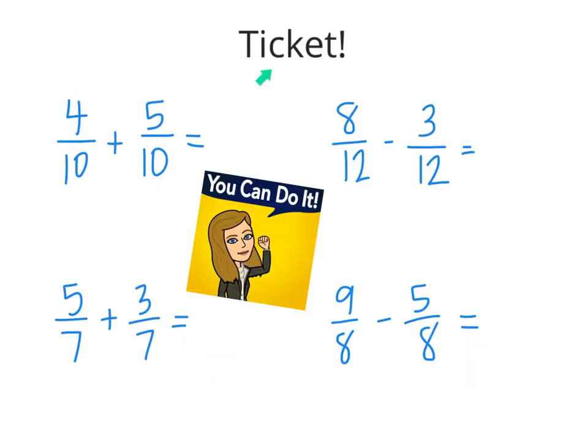All right, 4th graders, it's your turn to try this strategy on your ticket. The careful thing you need to watch out for is when they switch up the signs on you. Remember, when you're adding, you're adding pieces together, so you only work with the numerators. Denominator stays the same. When you're subtracting, you're taking away or giving away those pieces of chocolate. Denominator still stays the same, and you only work with the numerators. Good luck.